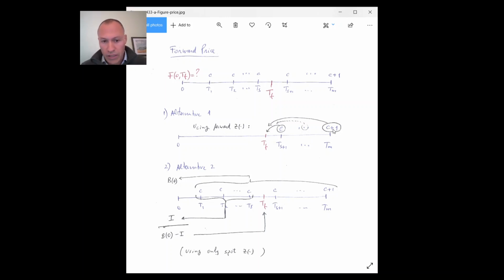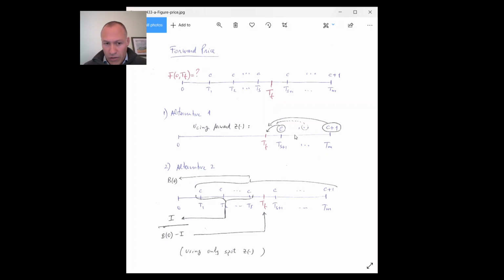Likewise, this last cash flow here will be discounted using the forward discount factor between these two periods, TF and TM. And I do that for all the cash flows that happen after the settlement date, after TF, right? So that's alternative number one. Alternative number two is the following.